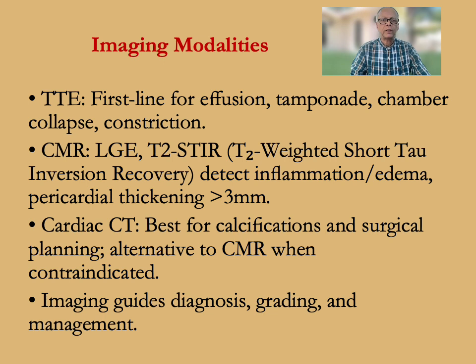Imaging modalities: transthoracic echocardiogram, first line for effusion, tamponade, chamber collapse and constriction; cardiac MRI with LGE or T2 STIR to detect inflammation and edema, and pericardial thickening when it's greater than 3 mm thick; cardiac CT, best for calcifications and surgical planning, an alternative to cardiac MRI when contraindicated. Imaging guides diagnosis, grading, and management. So imaging is really important.